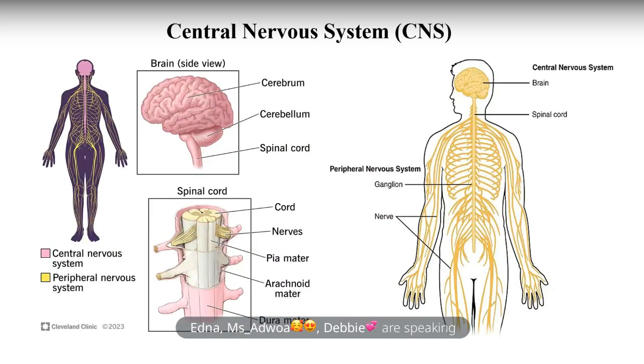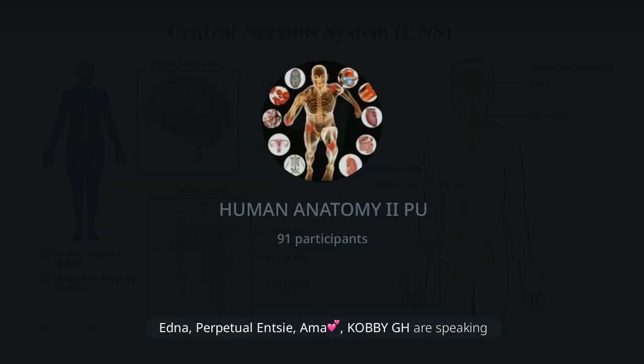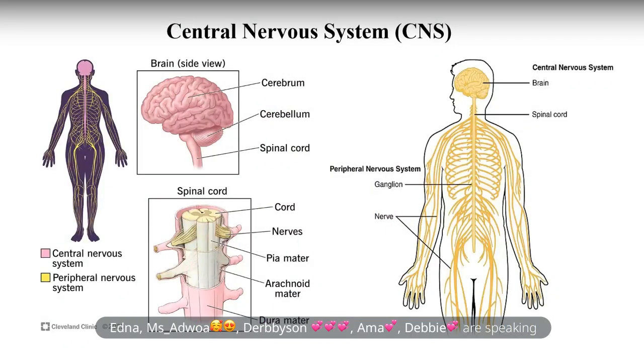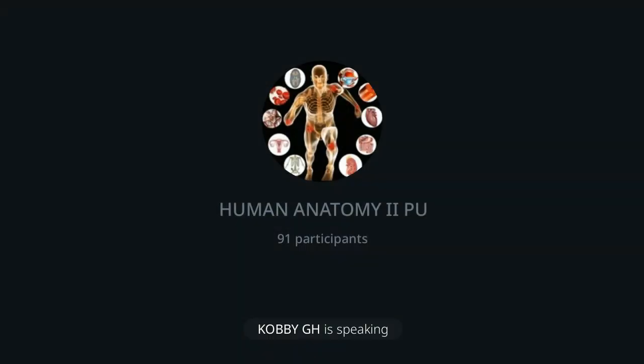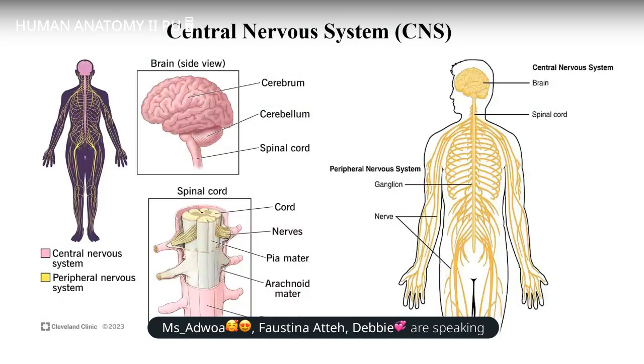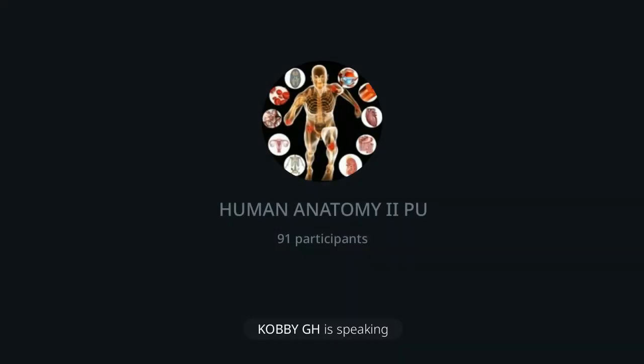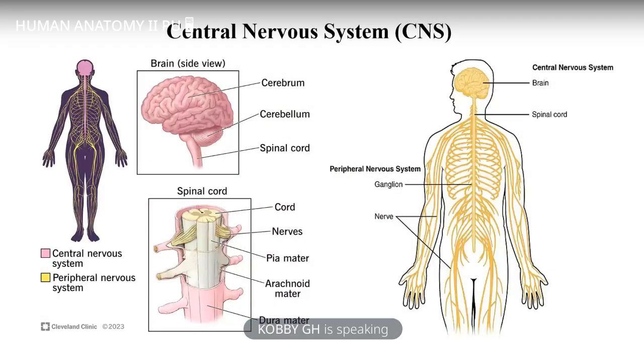Arachnoid mater. And which one is the last layer? Dura mater. Which of the layers is connected to the inside of the skull? The dura mater. The pia mater is covering the brain directly. The pia mater is the one that covers the brain directly. That's the first layer from the inside. The one that is lined inside the skull is what we call the dura mater.